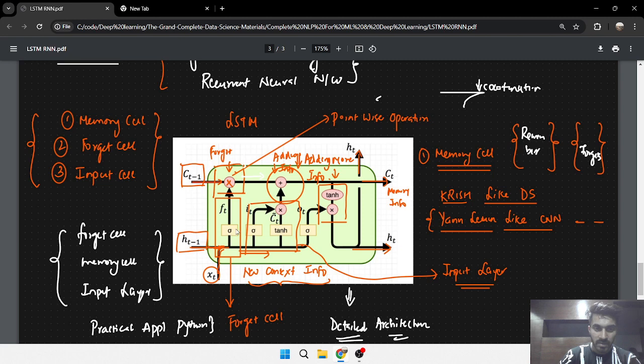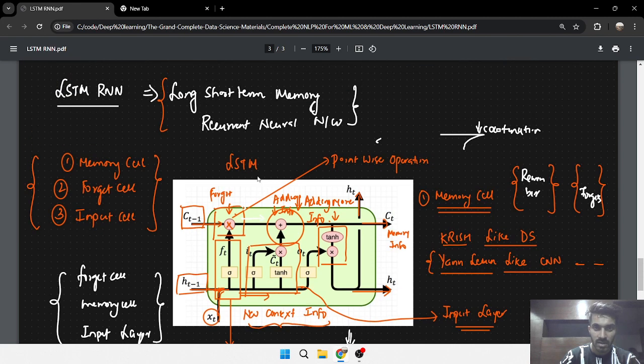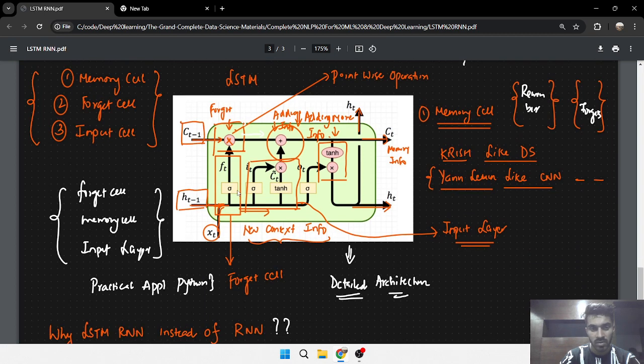This is your softmax activation function, I think. If I am wrong please let me know. I think this is your, yeah, and this is known as a forget cell and this is known as a memory cell. C of t minus 1. What is C of t minus 1 and what is h of t minus 1?